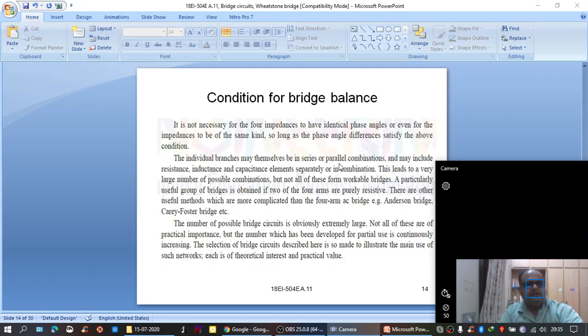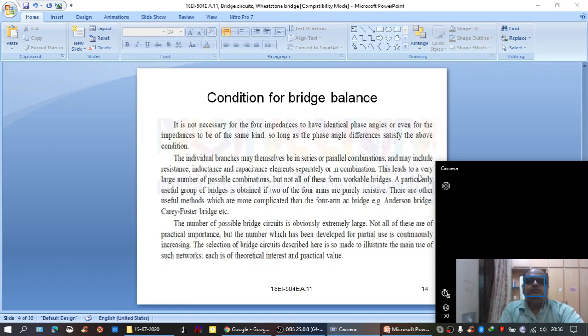And another arm can be the series combination of inductance and capacitance, or the parallel combination of inductance and capacitance, or the parallel combination of an inductor and a resistor in series with the parallel combination of a capacitor and resistor. So any combination can be used as one of the bridge arms.